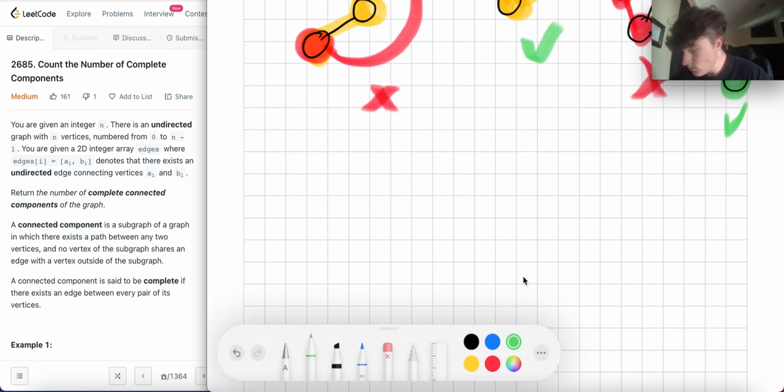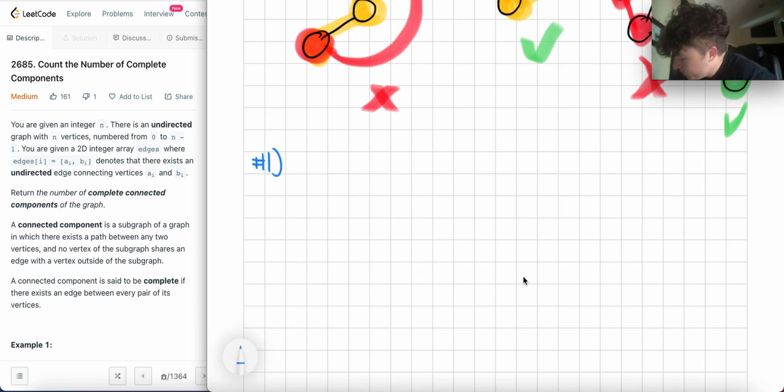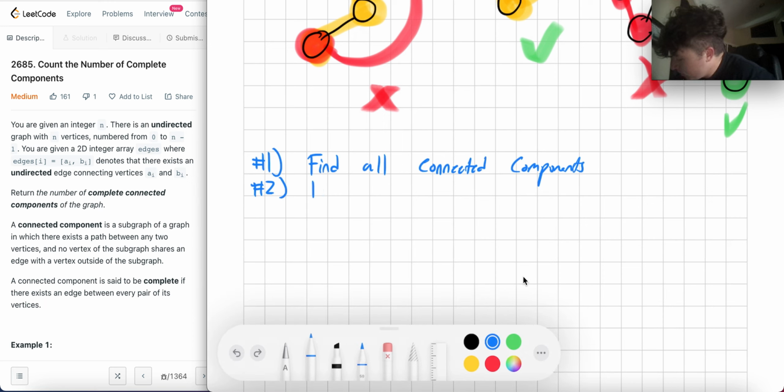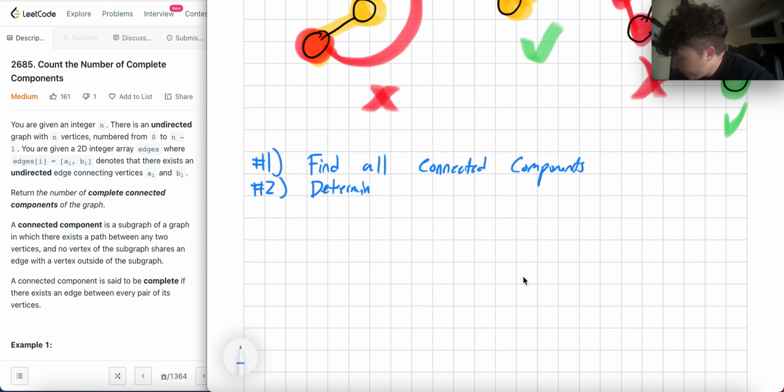But try to split up the problem into things you do know and things you don't know, and hopefully you can spend time solving what you do know, and then from there you can think about what you don't know. Modularize your work so it doesn't become overwhelming all at once, right? So there's two things to this problem. Let's first find all connected components, because that's something that many of us have done before, so it should be pretty simple. And then two, determine if a connected component is complete.